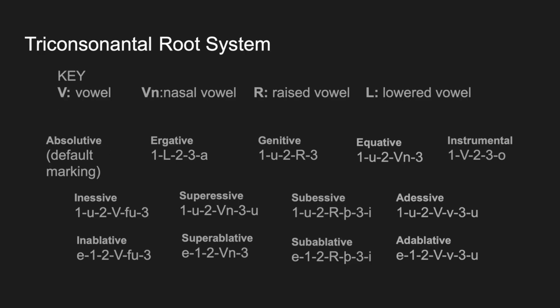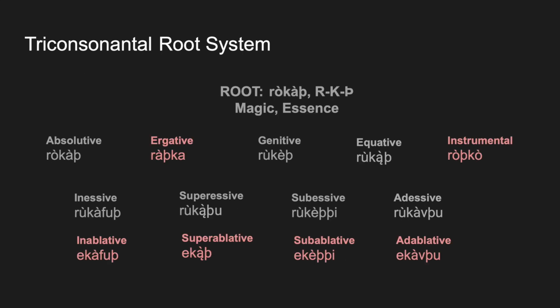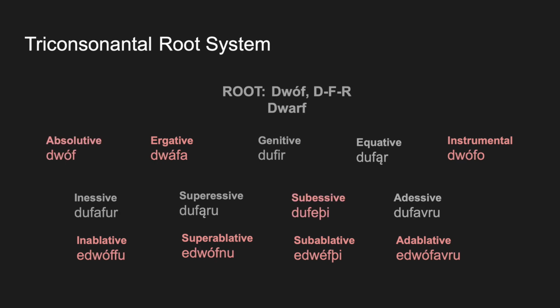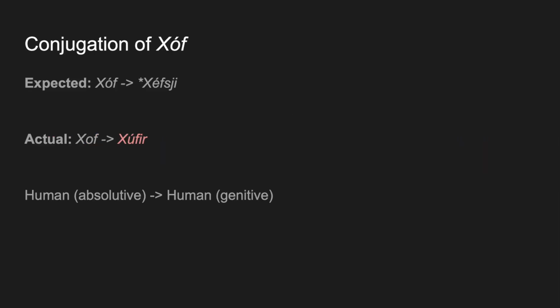There's a fairly consistent pattern to the triconsonantal root system, but several words may have their own irregular patterns due to sound change. A common example is any word with the suffix of. When conjugating the word chof, meaning surface world person, a rus appears seemingly out of nowhere.